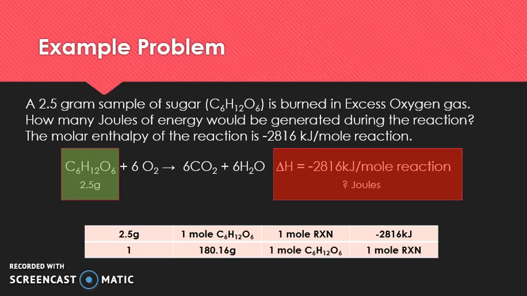Time to plug and chug. The fewest sig figs given to me in the problem were 2, with 2.5 grams. So I'm going to limit my final answer to 2 significant figures. And in my calculator, I calculate negative 39 kilojoules. Now that negative symbol is kind of important. What this actually indicates to me is that the reaction is exothermic and that we're going to be losing 39 kilojoules of heat energy.